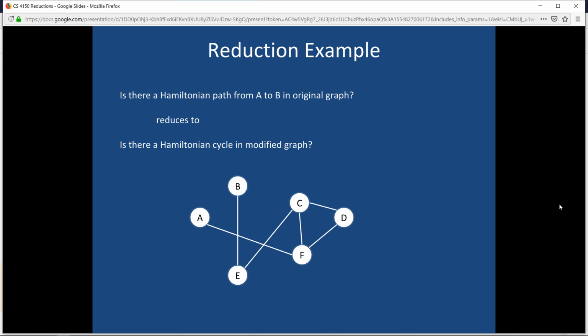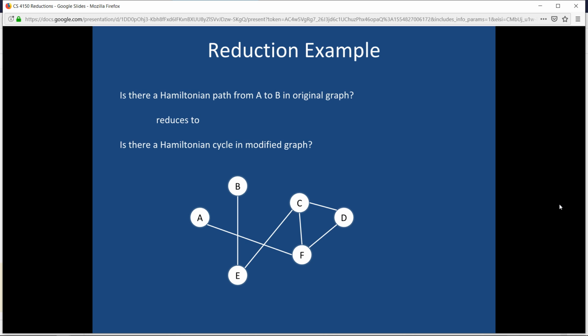Let's do a reduction. Okay, so here's one problem, to find a Hamiltonian path. A Hamiltonian path in an undirected graph: the input is a graph and 2 vertices. And the question is, is there a path, or find a path, from the first vertex to the second vertex that visits every vertex exactly once? So does this graph contain a Hamiltonian path that starts at A and ends at B? Let's see. Yeah, it has a Hamiltonian path.